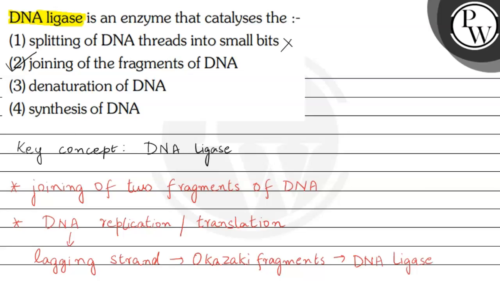The third is denaturation of DNA. So again, this is incorrect because denaturation of DNA takes place due to the change in temperature, like at high temperature or at very low temperature, or in the change in the pH, which results in the denaturation. That is the separation of the two DNA strands takes place. So DNA ligase does not play any role in denaturation of DNA.